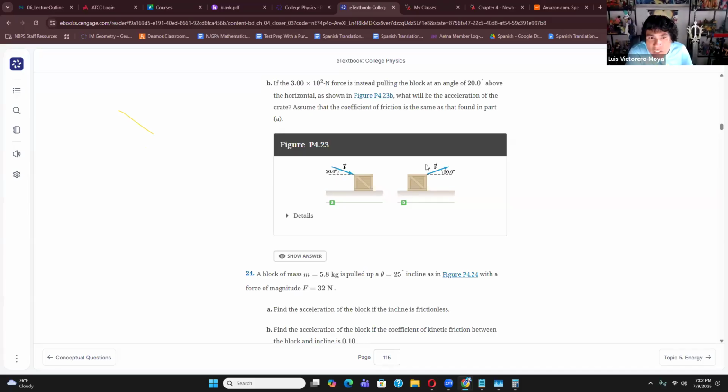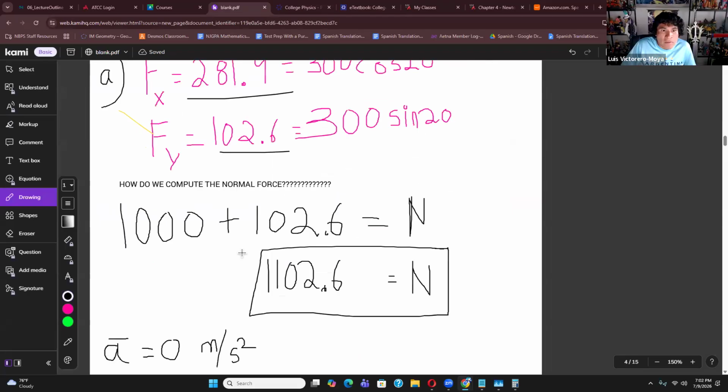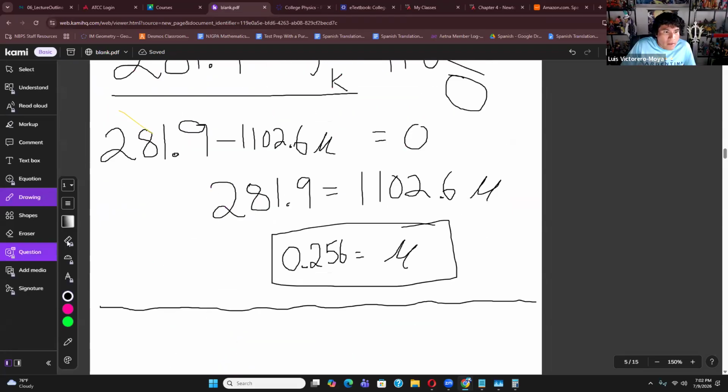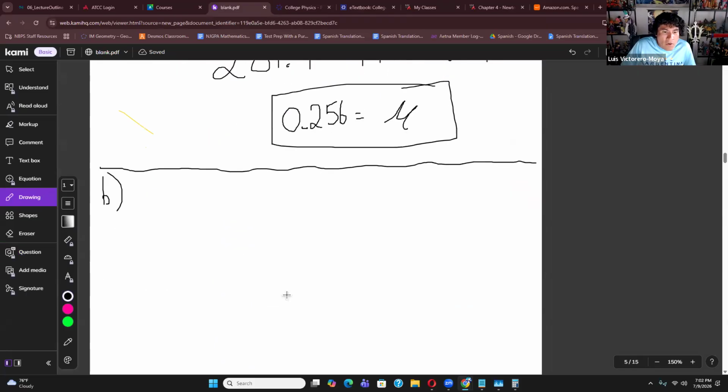What will be the acceleration? Okay, so now you want to find the acceleration if you assume the same friction as in part A. Now, I wish we could just copy paste this. All right, so let's do part B. You are going to draw the table, the mass here, the same weight.